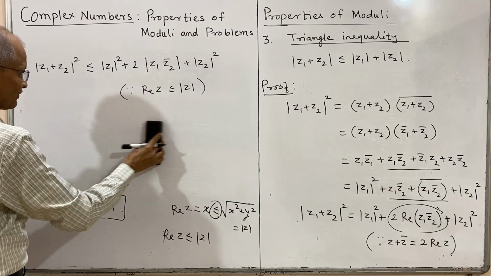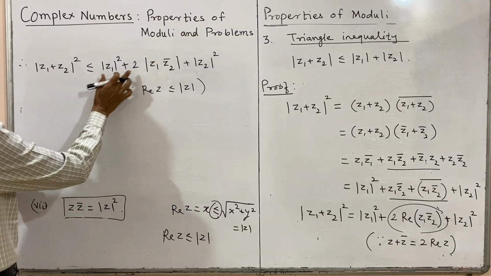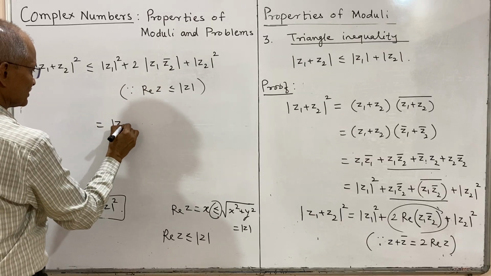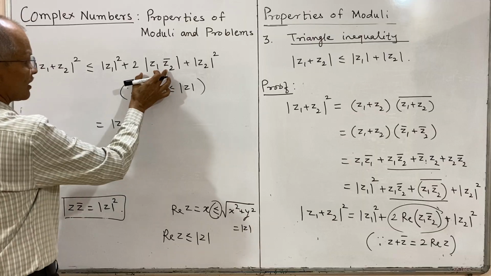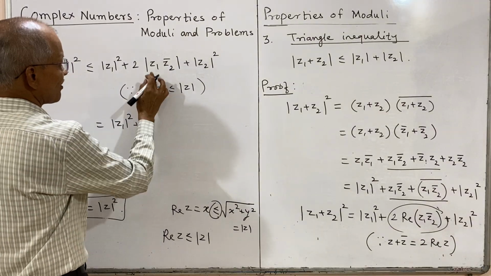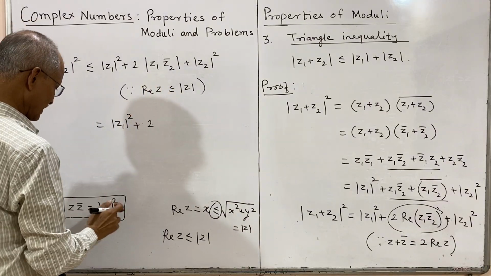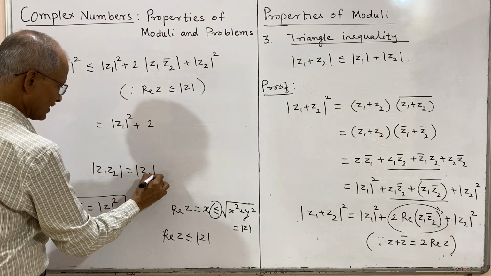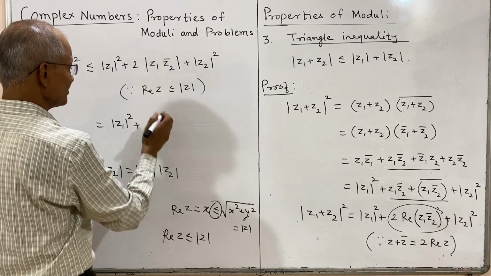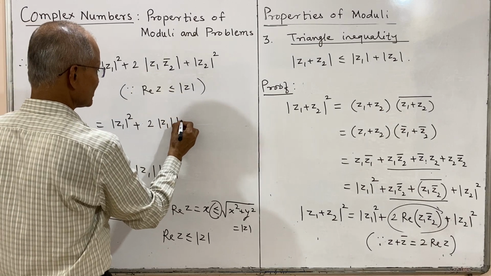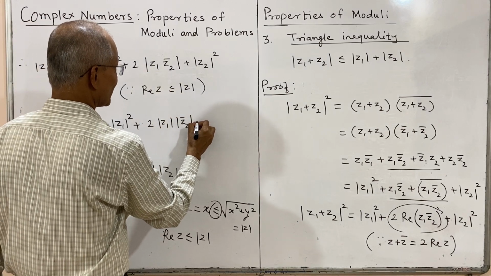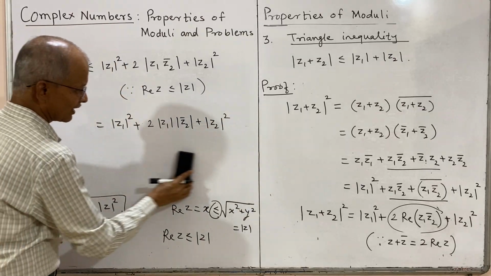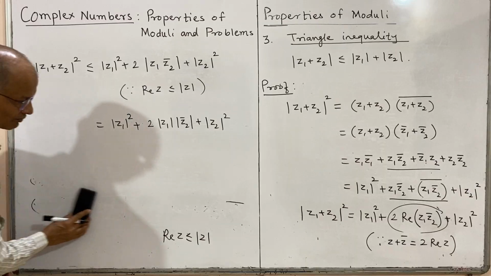Again, that can be simplified. The right side is equal to mod z1 square plus 2 mod z1 mod z2 bar plus mod z2 square. This is by the property that mod z1 z2 is equal to mod z1 into mod z2. But again mod z2 bar is equal to mod z2.